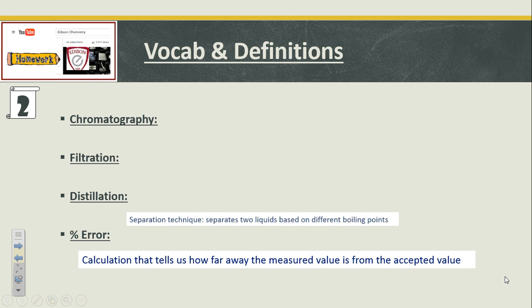Percent error is a calculation that'll tell us how far away a measured value is from an accepted value. If you measured my height to be 5 foot 10 inches, that's great. What would the doctor measure my height to be? 5 foot 10 and a quarter. How close was your measurement compared to the doctor's measurement? What percent error did you have?